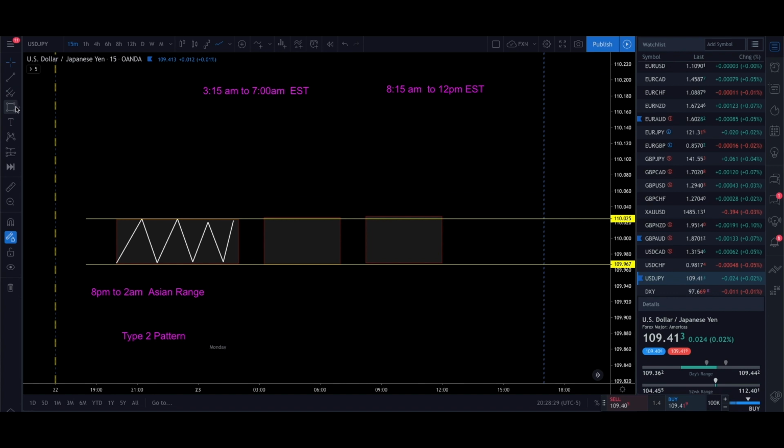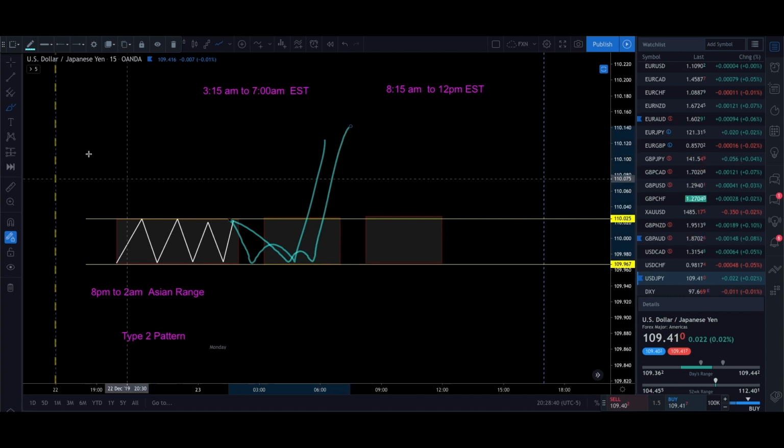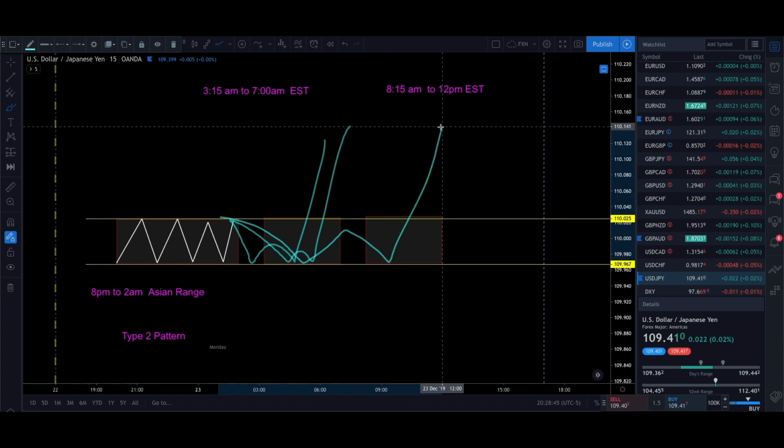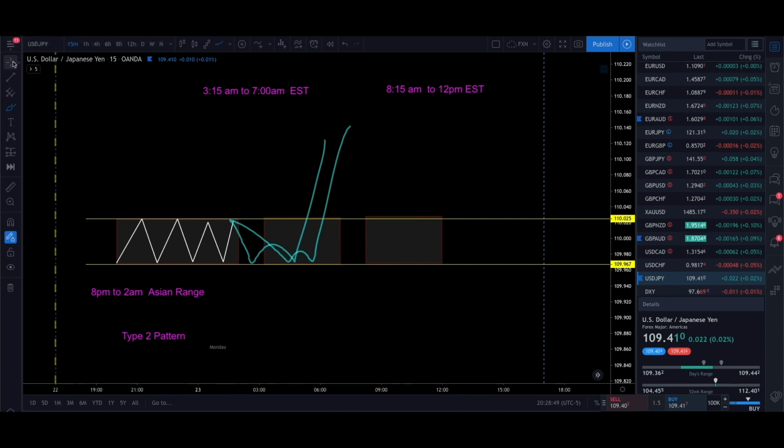All right, so the same thing essentially with the W is you could have a first leg like this, go back up like this and come up. You could have the first leg here, second leg here like that, or you could basically have first leg, second leg, W. Same exact thing as a type 1 setup, but again, the main difference is where the pattern stops. And like I said, it just stops at the bottom or stops at the top of the Asian range.